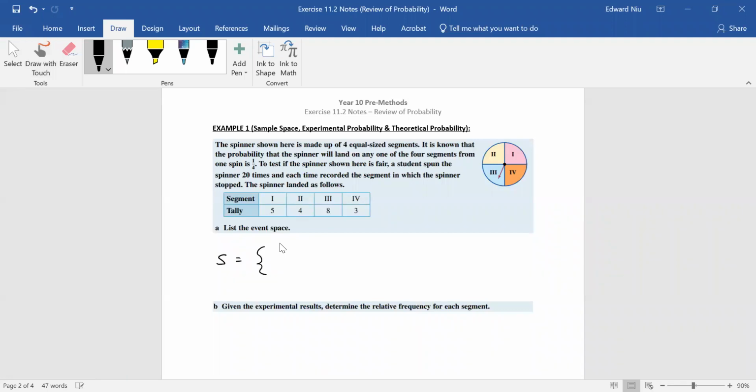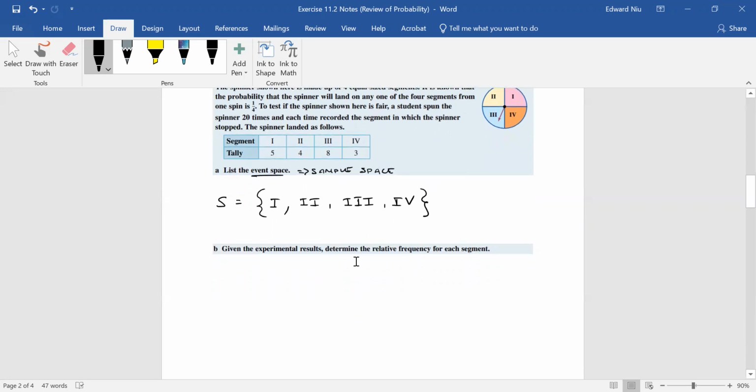We have section I, section II, section III, and section 4, which is represented by IV. So event space, this equals sample space. For those of you who grew up using Cambridge, sample space is, I think, what they used terminology-wise, but it means the same. Given the experimental result, determine the relative frequency for each segment. So this is the experimental probability.